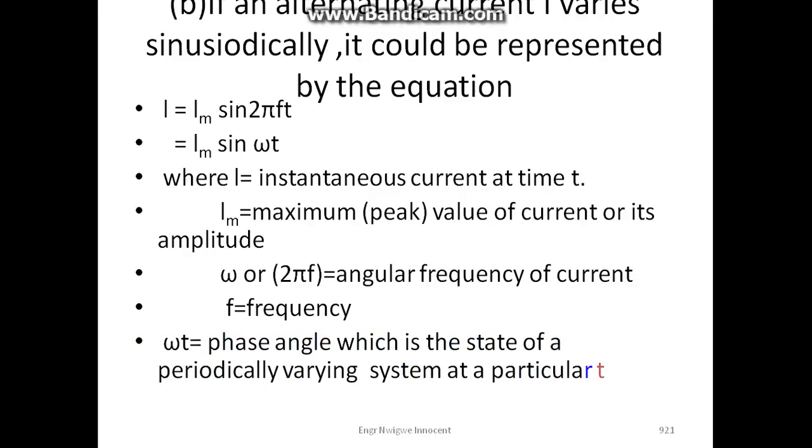If an alternating current I varies sinusoidally, it could be represented by the equation I equals Im sin 2πft, which equals Im sin ωt, where I is the instantaneous current at time t, Im is the maximum or peak value of current, or its amplitude, ω or 2πf is the angular frequency of current, f is the frequency, and ωt is the phase angle, which is the state of a periodically varying system at a particular time.